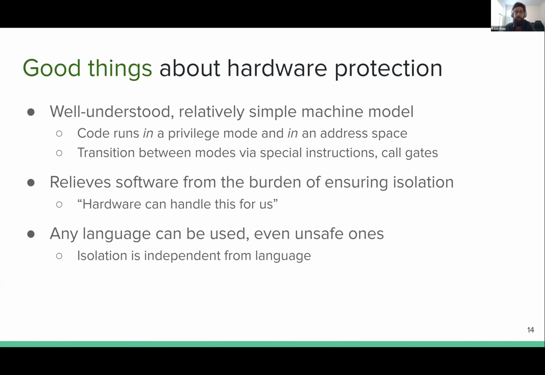And then in order to transition between these modes or address spaces, there are a series of special instructions called something like call gates. So that would be like a system call if you want to transition from ring 3 to ring 0. What this does is it allows basically any language to be used, even unsafe ones, because it relieves software from the burden of ensuring isolation, right? So as system software designers, we would basically say, if we set up these tables right, hardware will ensure that isolation is there, no matter what language we use.